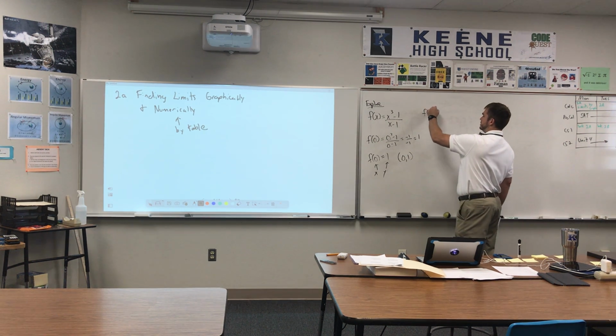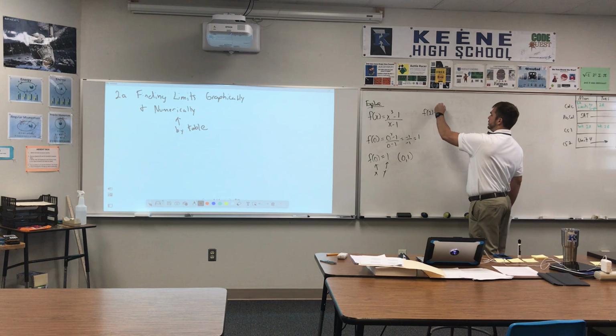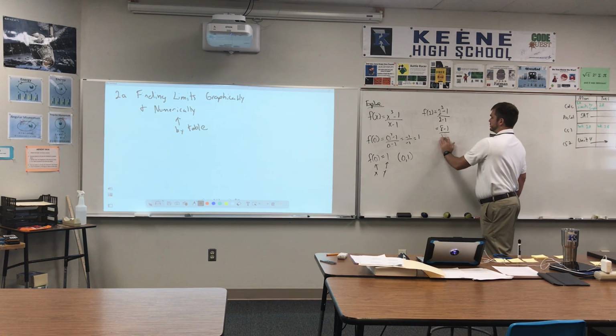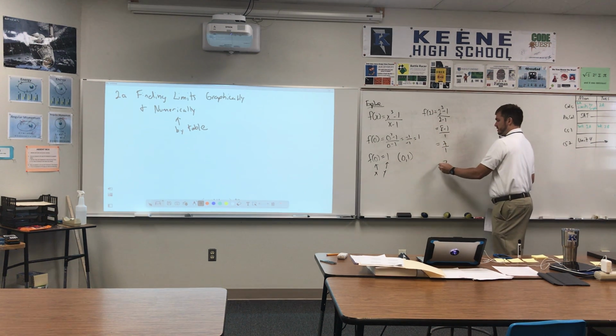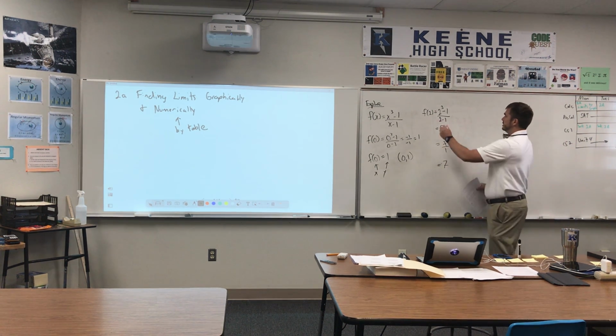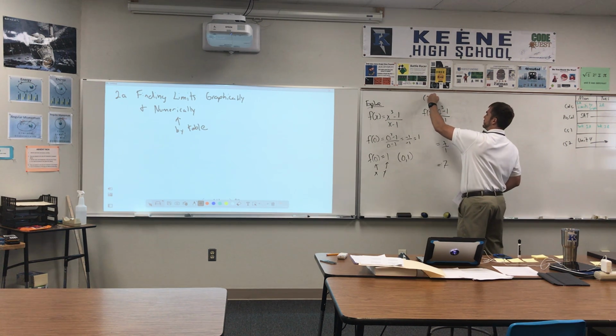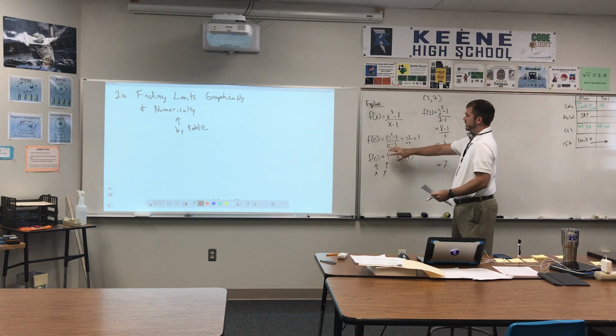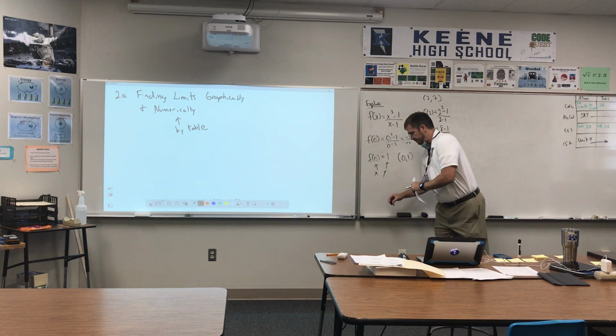We could plug in another value, maybe 2. We'll say f of 2. So 2 cubed minus 1 over 2 minus 1. 2 cubed is 8, 8 minus 1, all over 2 minus 1. Well, 2 minus 1 is 1, so 7 over 1. F of 2 is equal to 7. So we would have the point 2, comma 7 on our graph. Those are XY pairs that match that particular graph.